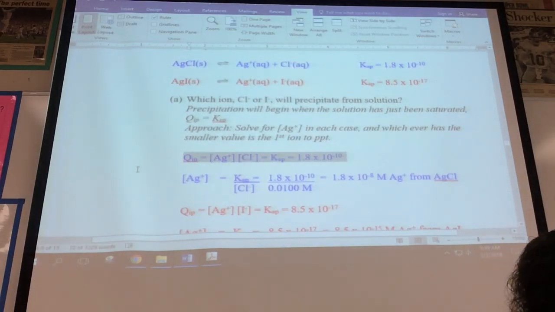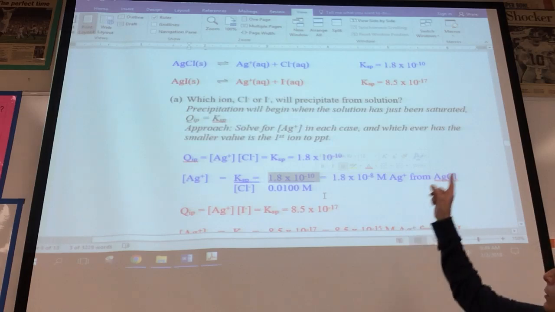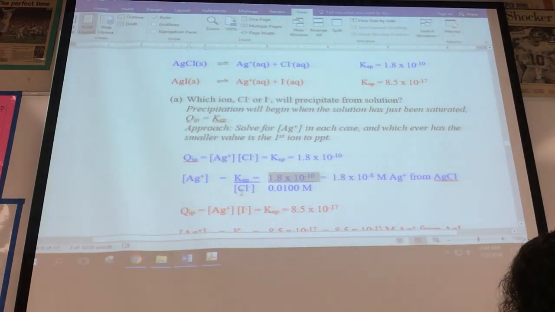When you are saturated, QIP and KSP are equal. So you're going to solve for silver ion concentration. You can use the KSP instead of the QIP for the reason we just discussed. Here's your KSP for silver chloride in blue up there. You're solving for the common ion. The chloride ion concentration was given. This you can do without a calculator. This is 1 times 10 to the negative 2. Negative 10 minus negative 2 is 10 to the negative 8. So that's the concentration for silver ion from silver chloride.